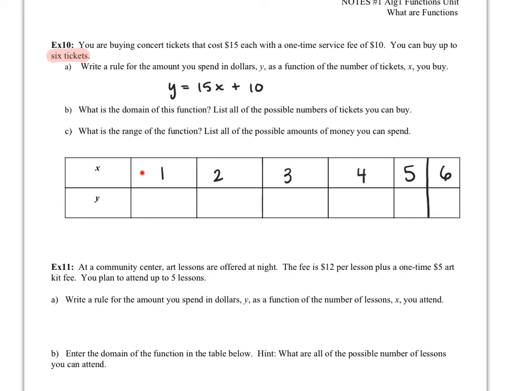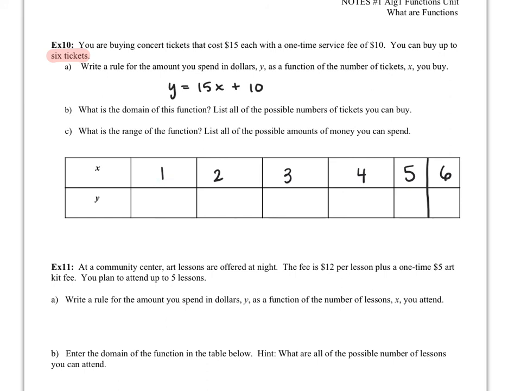Now you might be wondering about 0. It is possible to buy 0 tickets. But remember, if you were to actually replace x with 0 in this function, what would be the output? 15 times 0 would be 0. 0 plus 10 would be 10. So what that would mean, according to your function, is that if you bought 0 tickets, you would still be paying $10. But you wouldn't pay the service fee if you didn't buy any tickets at all. So this function is only going to make sense for x being the lowest number of 1.